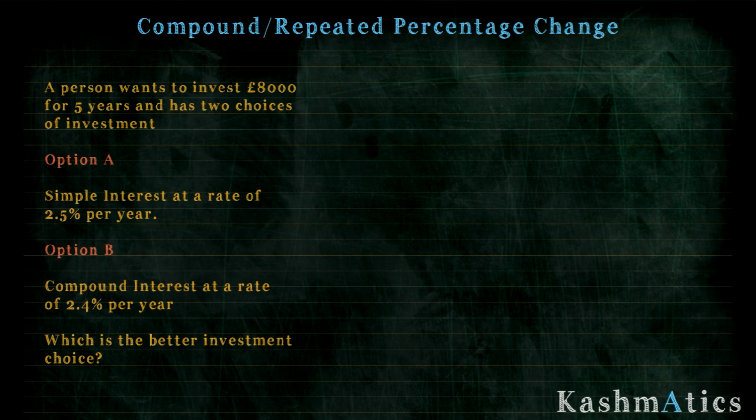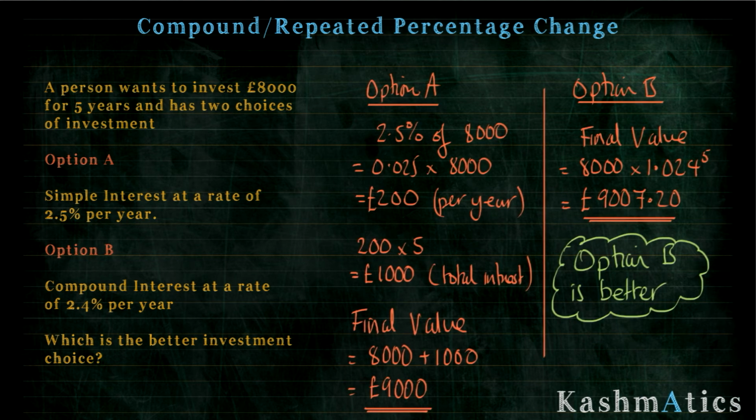So pause the video and give it a go, and I'll give you the answer shortly. So I'm about to reveal the answer in 3, 2, 1, and there it is. Okay, so option B is the better choice. You earn slightly more interest and it's a better investment.